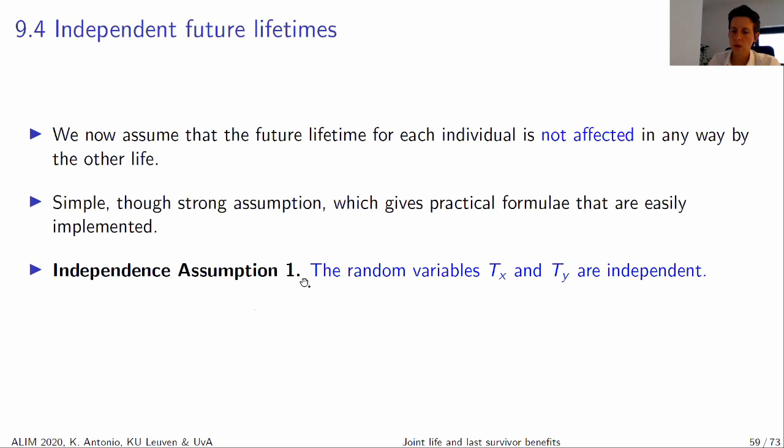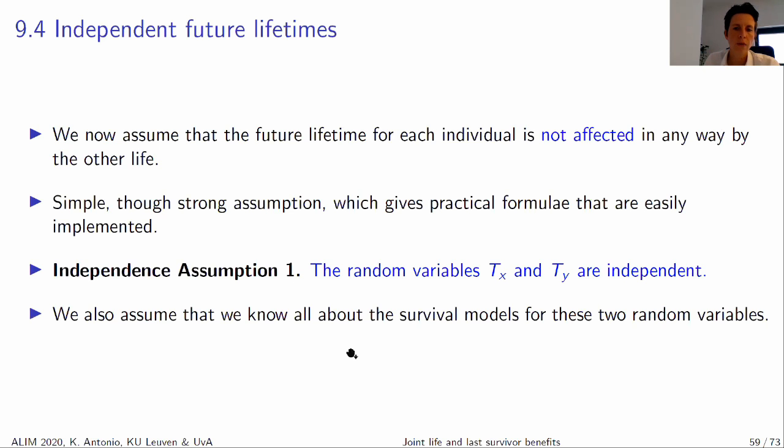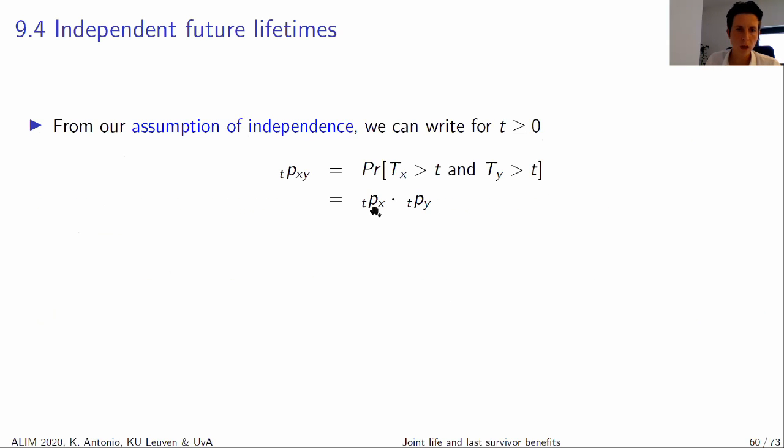My random variables Tx and Ty, they are independent. And I assume that I've got a survival model for policyholder X, I've got a survival model for policyholder Y, and then with this assumption of independence, I can work with their joint life and their last survivor status. So here is what you get in case of the assumption of independence. So what is the probability that they will both survive another t years? Because they're independent, that reduces to the product of their individual survival probabilities. So that's tpx multiplied with tpy.